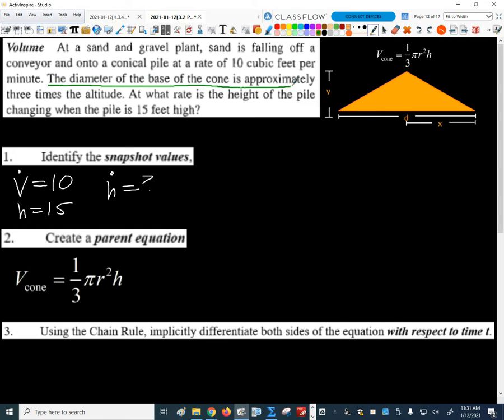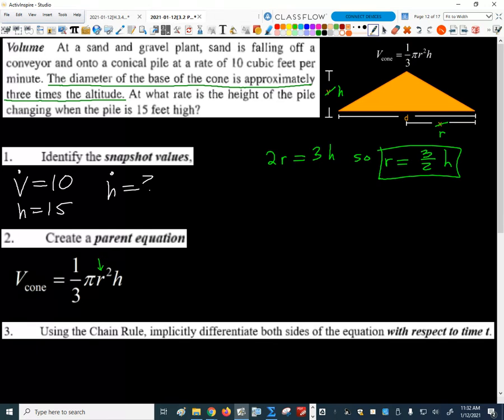So the diameter of the base is approximately 3 times the altitude, right? So we have this other equation here, our secondary equation. What was it again? I called it x and y, but we've already started calling it r and h. So we'll leave that as h, and that's r. 2r equals 3h. So r equals 3/2 h. There's our substitution equation. We'll plug that in there.